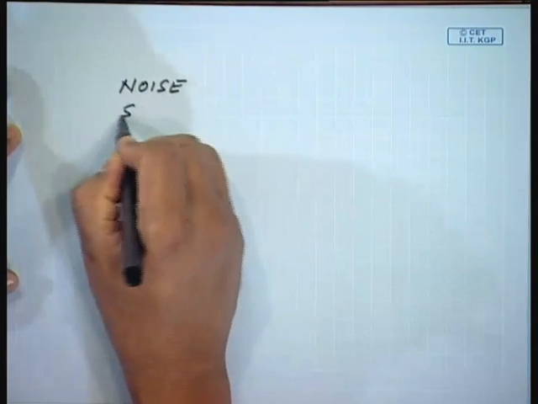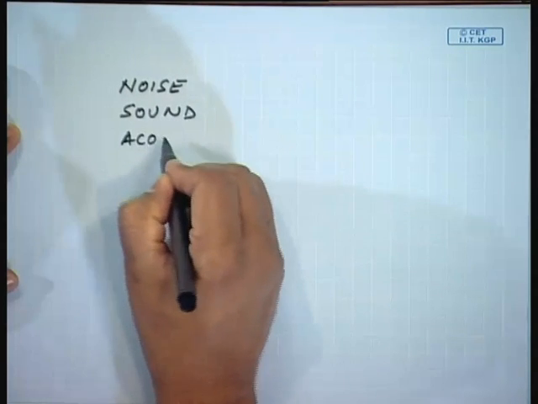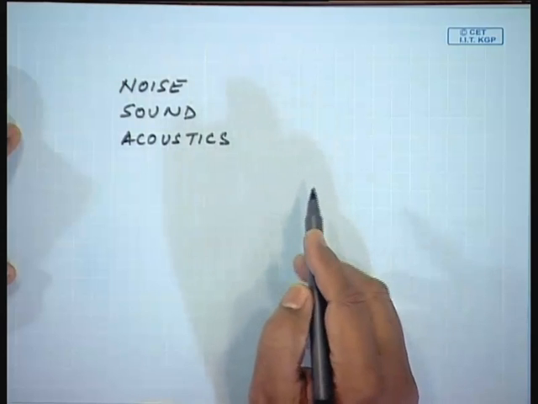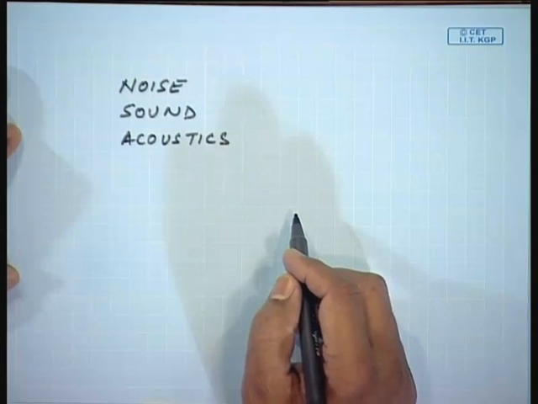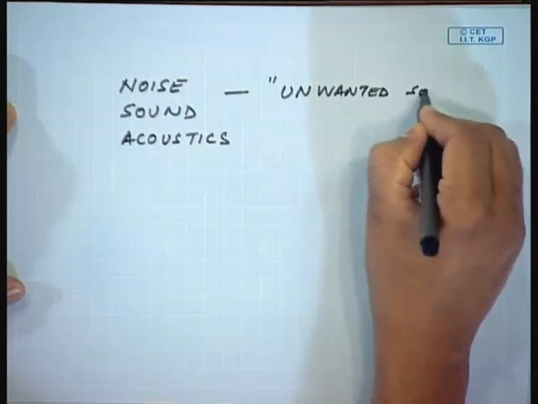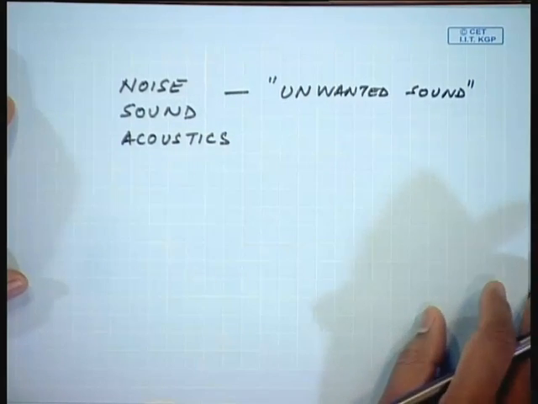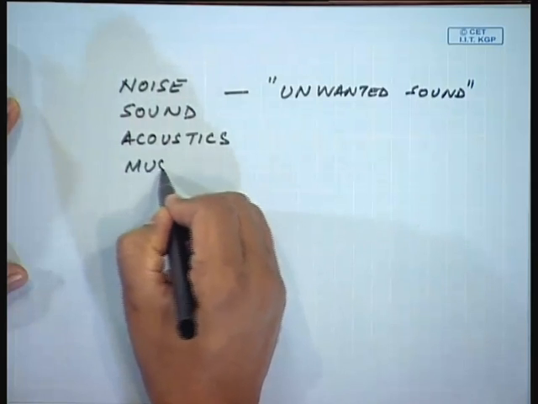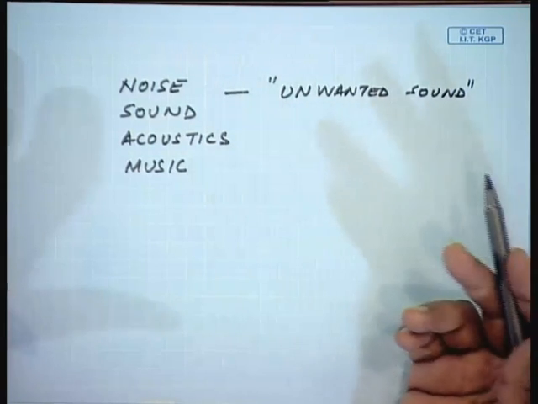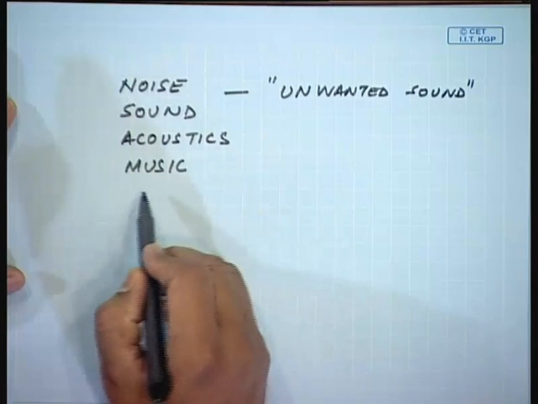Now, there are very synonymous terms: noise, sound, acoustics. If I were to define sound, sound is something which we hear, which our ears receive. We get the sensation of hearing. Then what is noise? Noise, very loosely, you can say is unwanted sound. Then what is music? Music is a sound which you appreciate. Noise is a sound which you do not appreciate. So, this is related to the sensation of hearing.